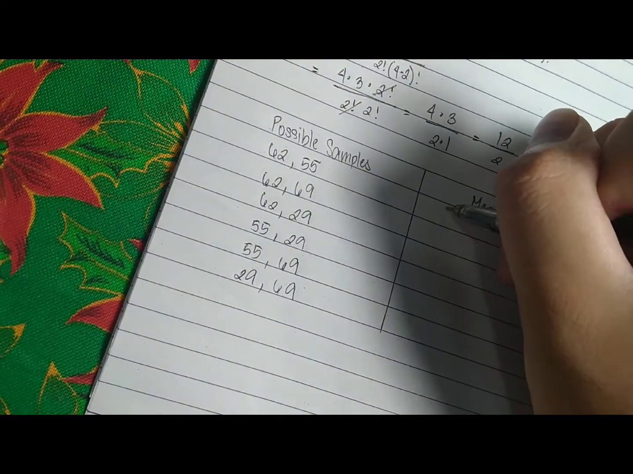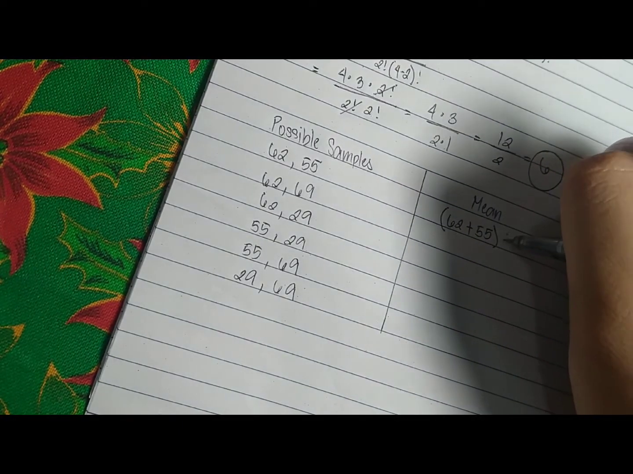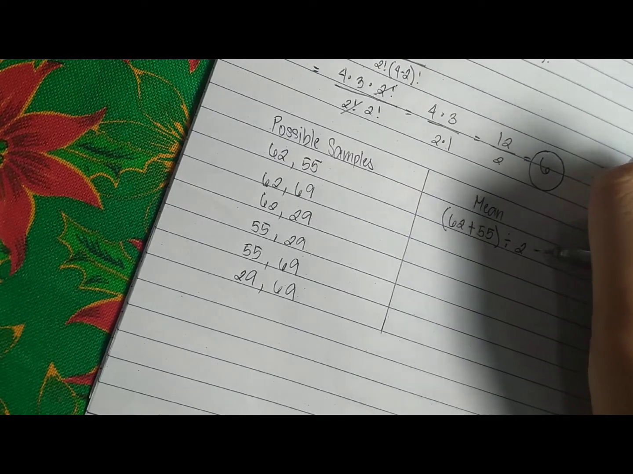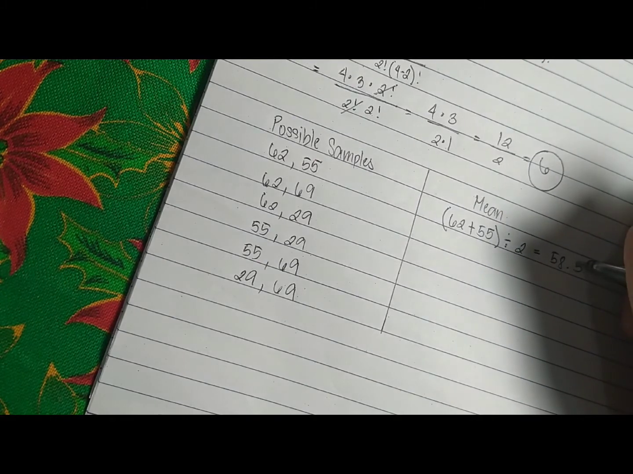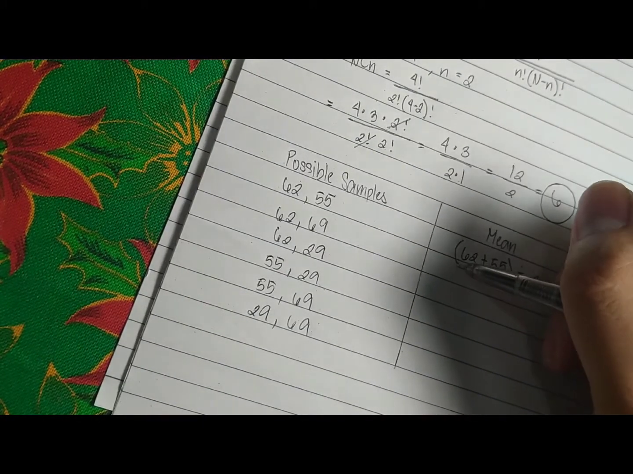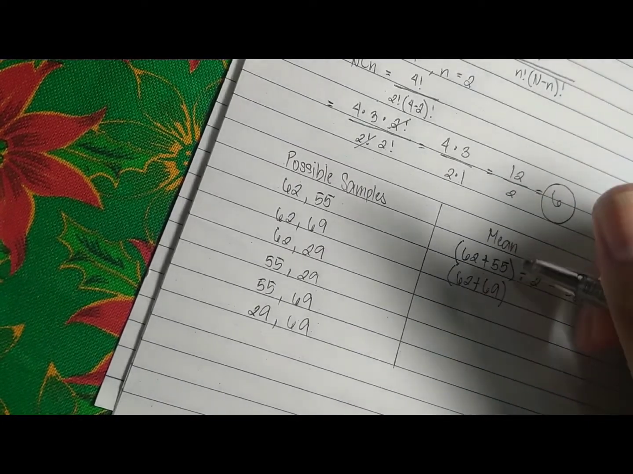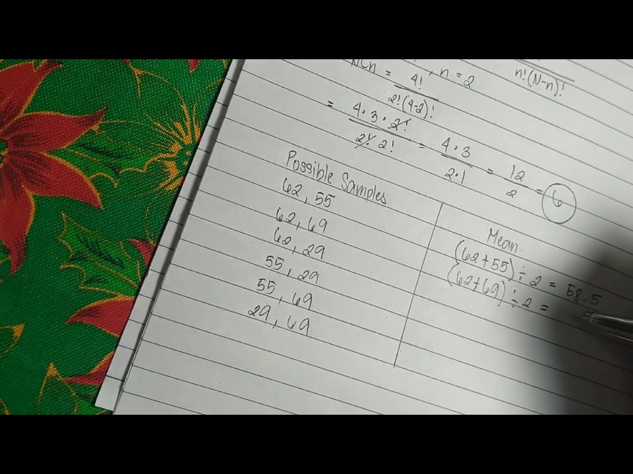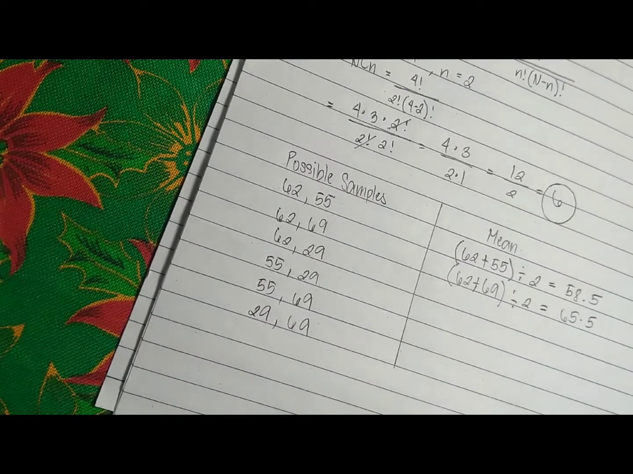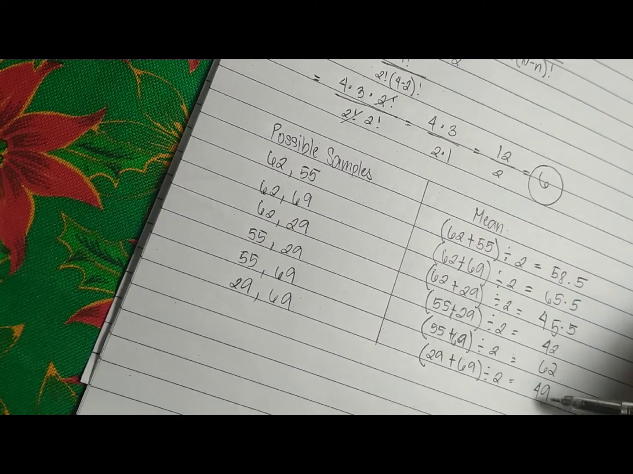Now to solve for the mean, simply add the possible samples. For example, 62 plus 55, then divide it by 2, and it's equal to 58.5. Another is 62 plus 69 divided by 2, and you will get 65.5. Following this process or pattern in solving, you will get these answers.